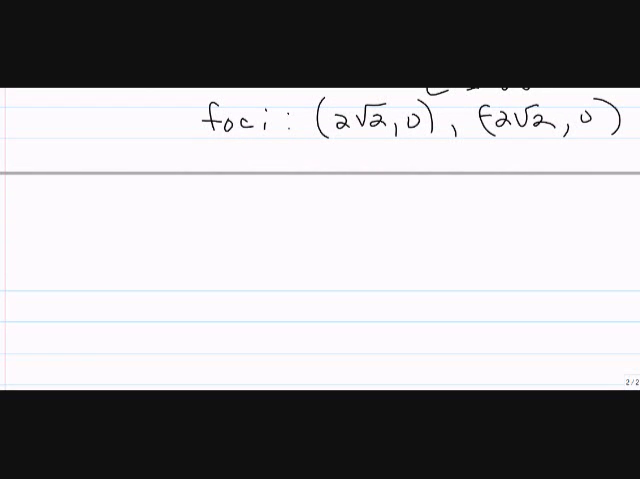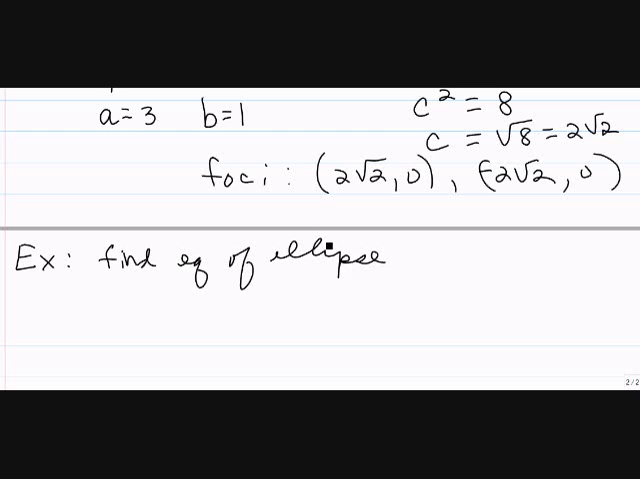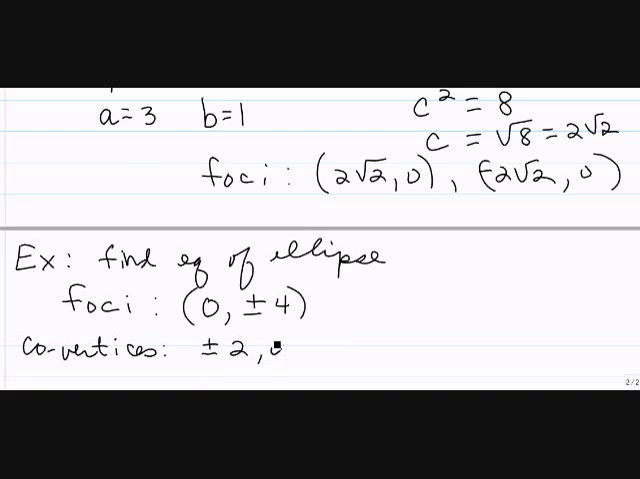Now we'll find the equation given the focus and a covertex. My foci are going to be at 0 comma plus and minus 4. That represents 2 points. And my co-vertices are going to be at plus and minus 2 comma 0.